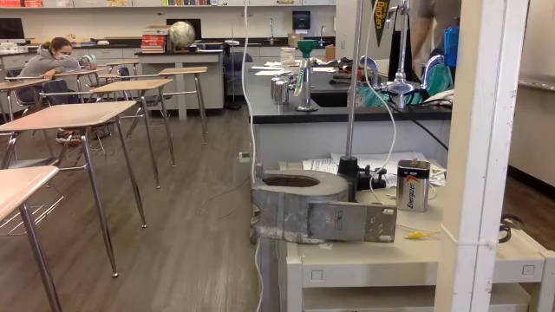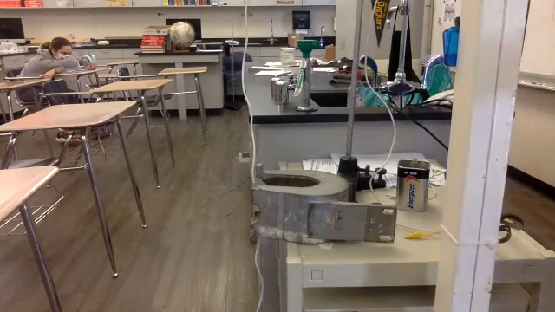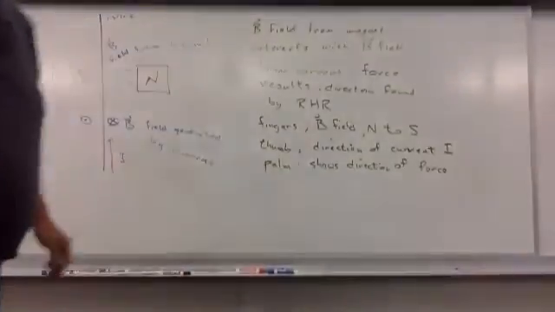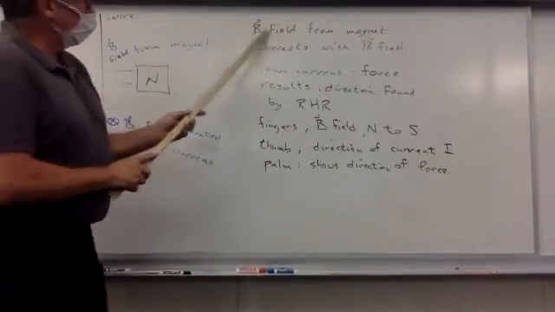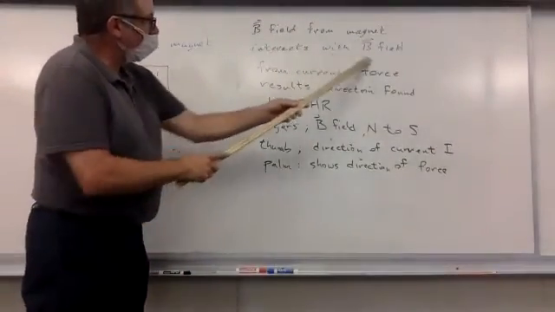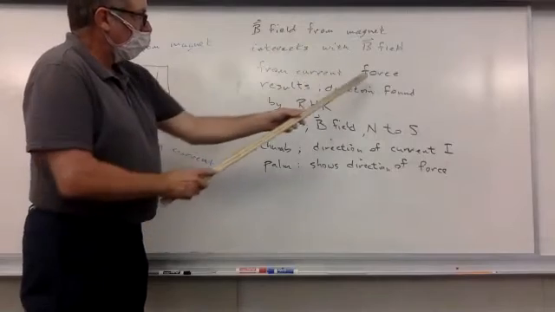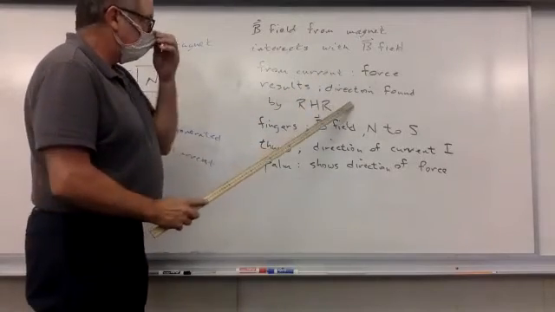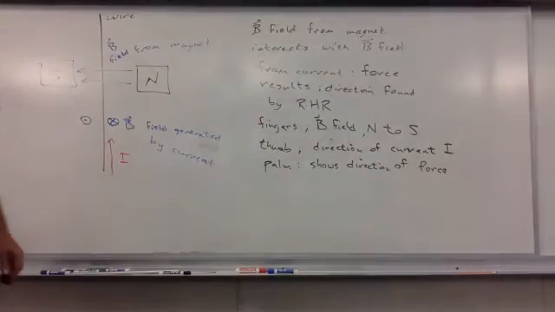Oh, extreme apologies to those of you at home. I forgot to move the computer. Very sorry about that. So here's where we are. The B field from the magnet interacts with the B field from the current. Force results. The direction is found by a right-hand rule.